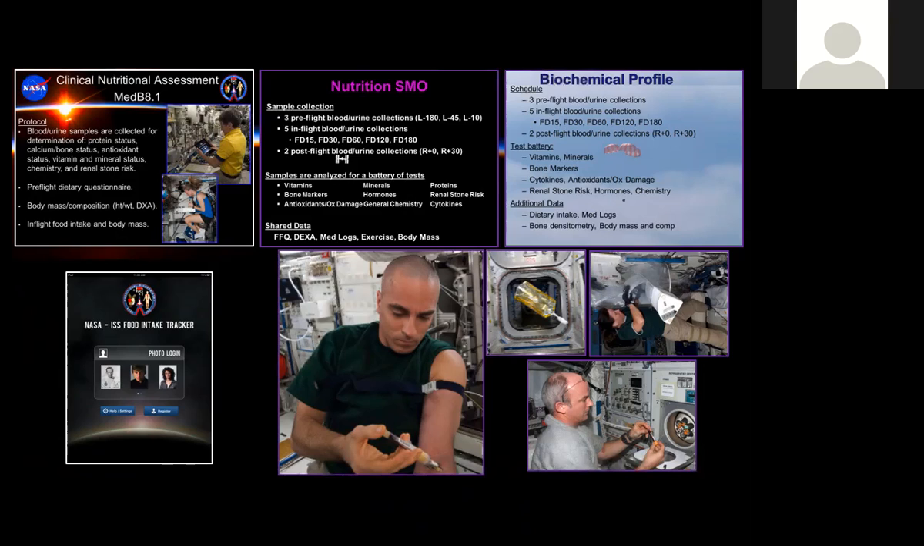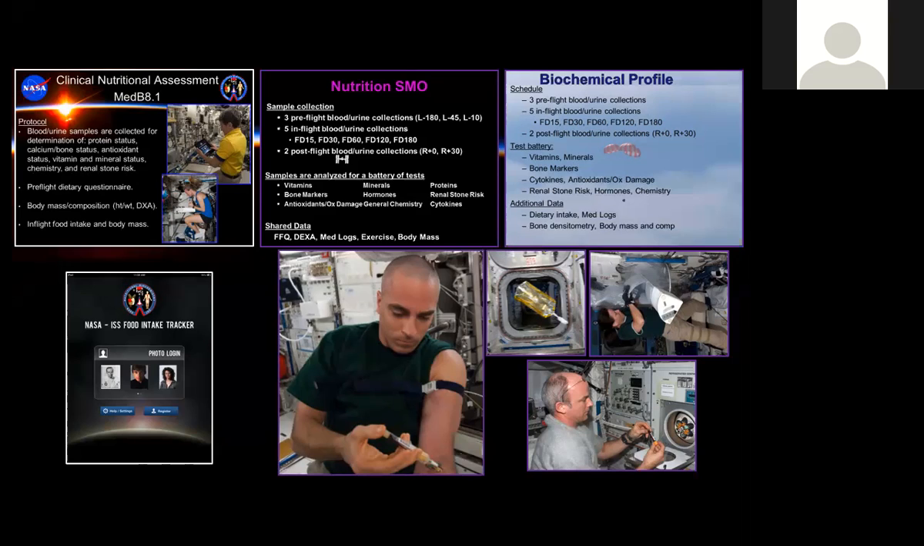In 2006, we had a nutrition SMO experiment. NASA used for experiments and for a supplemental medical objective. And at that point, they launched a centrifuge and -80 freezer on board ISS, which allowed us to collect blood and urine samples. And that study morphed into what we call today biochemical profile.